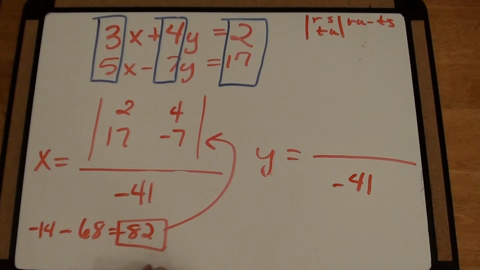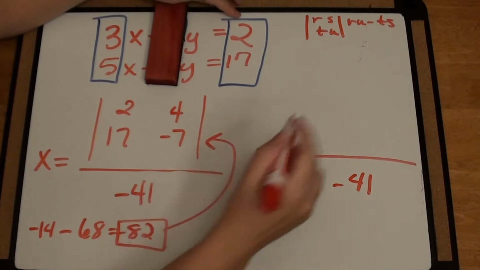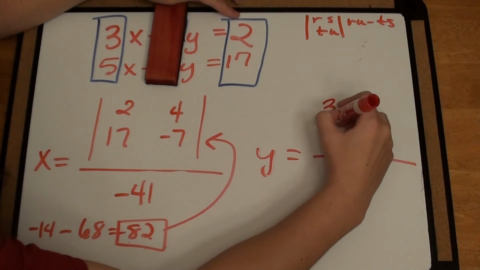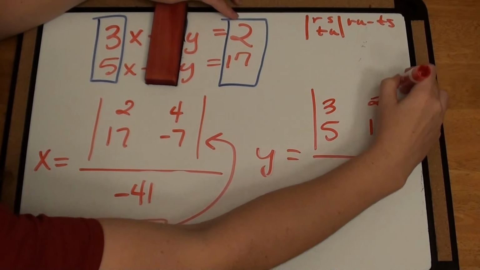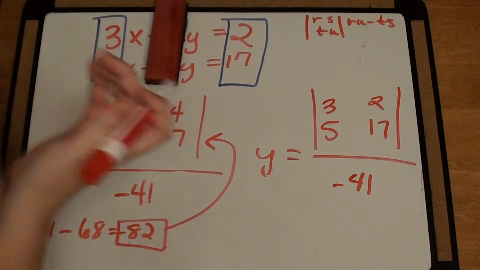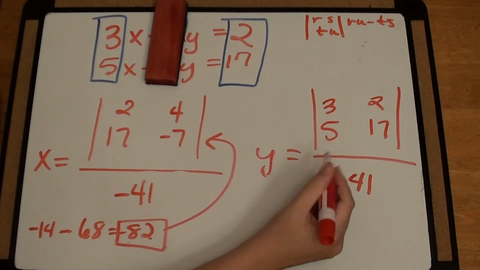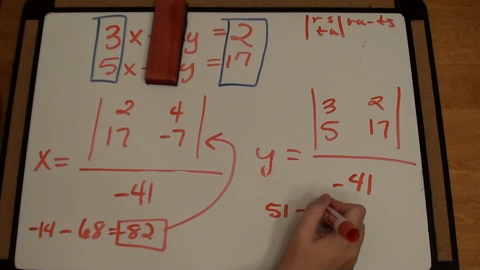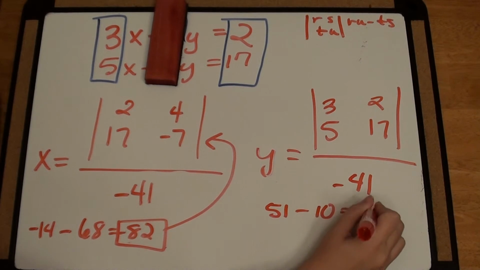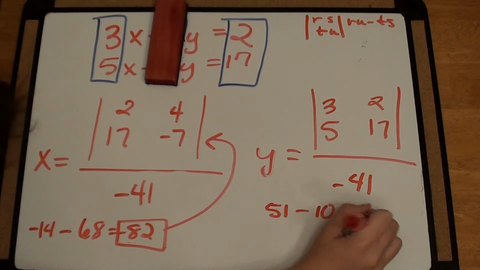And then I'll do the same thing with the y's. I ignore the fact that these are here. I put my x's where they would normally go, and I replace my y's with this answer over here. And then I do the same thing. 3 times 17, which is 51, minus 2 times 5, which is 10, would give me 41. Is that right? It is right.